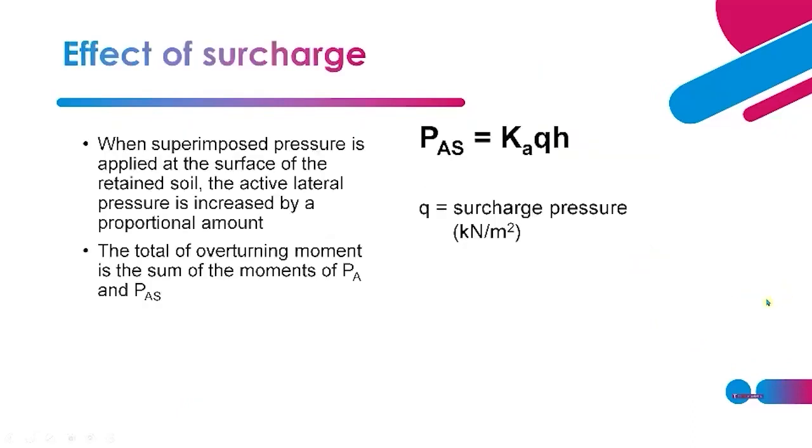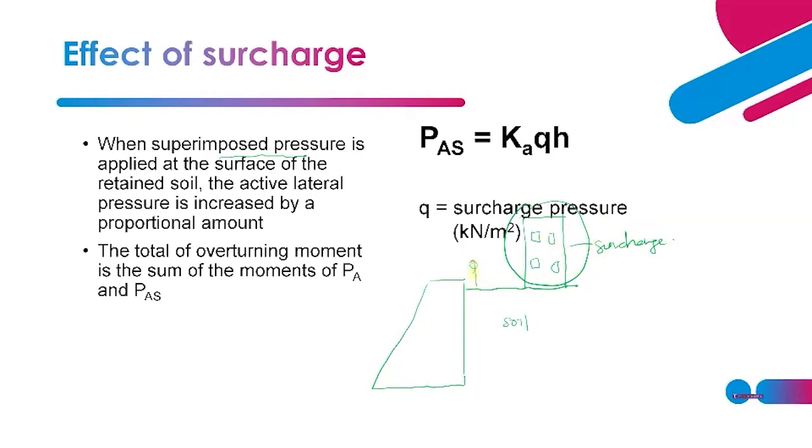Effect of surcharge. Okay, when the superimposed pressure is applied at the surface of the retained soil, the active lateral pressure is increased by the proportional amount. Superimposed pressure ni apa maksudnya? You have a retaining wall here. Contohnya belakang ni is soil. So you pun binalah satu bangunan kat sini. This bangunan adalah surcharge. Beban tambahan, extra. This is superimposed pressure. Kalau setakat orang seorang berdiri kat sini, kita tak anggap dia superimpose. Berapa sangatlah loading daripada this particular person compared to a building.